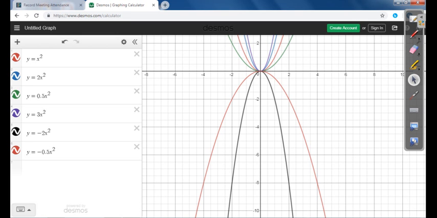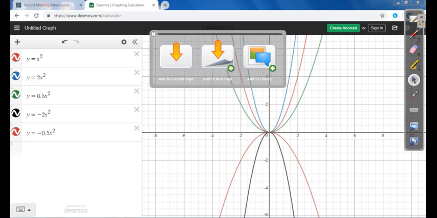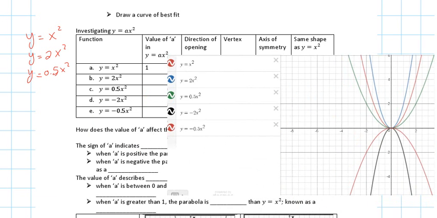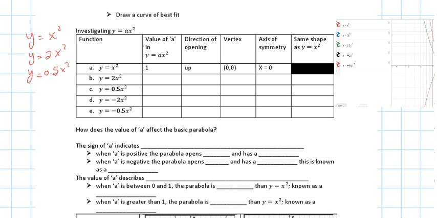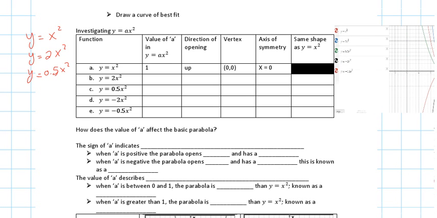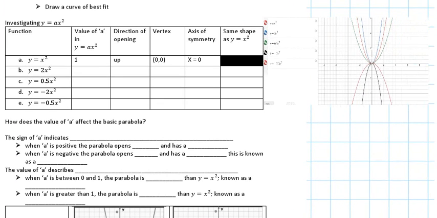All right. Now, all of you, tell me, the vertex for all of these graphs, did it change? No. All right, so let me do this. Let me just take a... All right, so let's describe this.